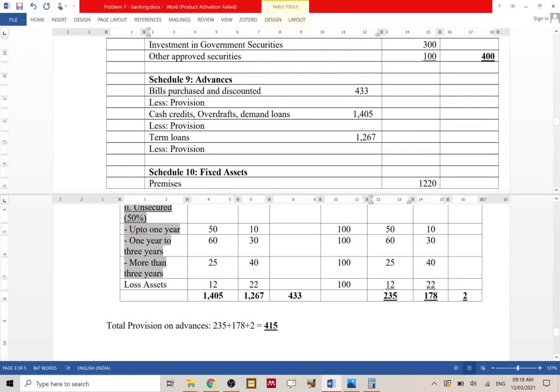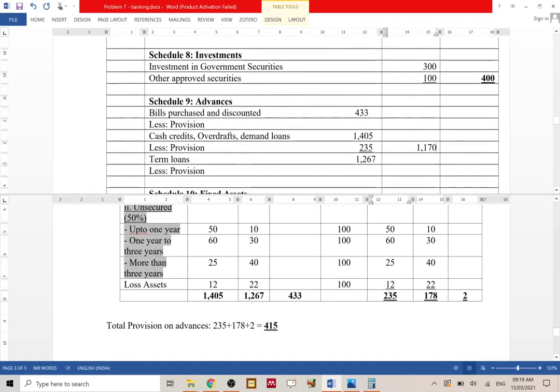The first one here is cash credits, provision for cash credits. So write it over here. We have already written the amount for cash credits, and you say less provision 235. This is of cash credits, isn't it? So the balance that you get after deducting that is 1170. Write it in the next inner column.